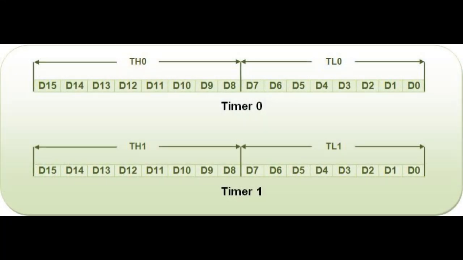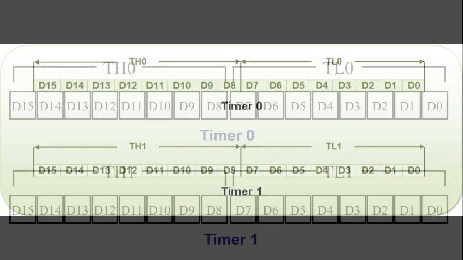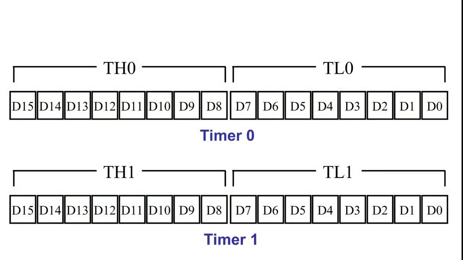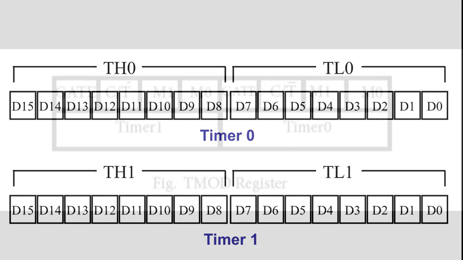How many timers and counters are in the 8051? The 8051 microcontroller has 2 timers, Timer 0 and Timer 1. These can work as timers or counters. How do we select timer or counter mode? This is controlled using the TMOD register.